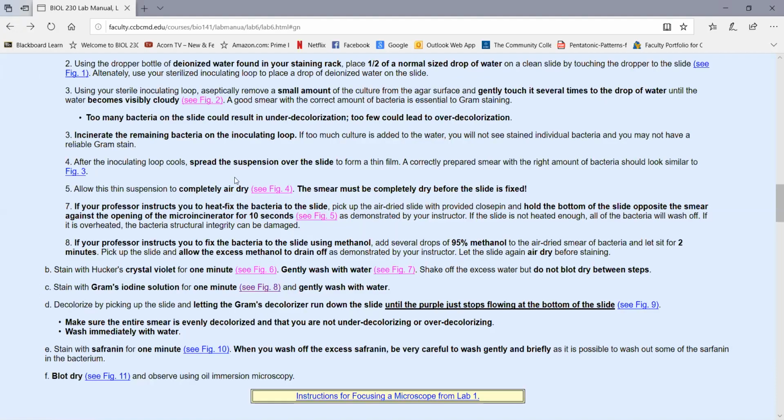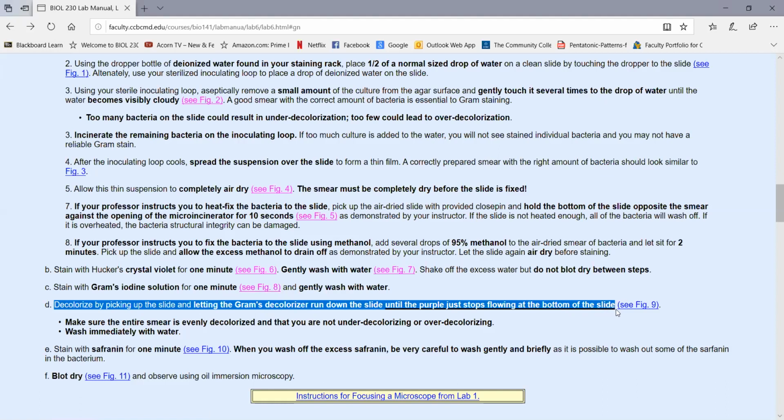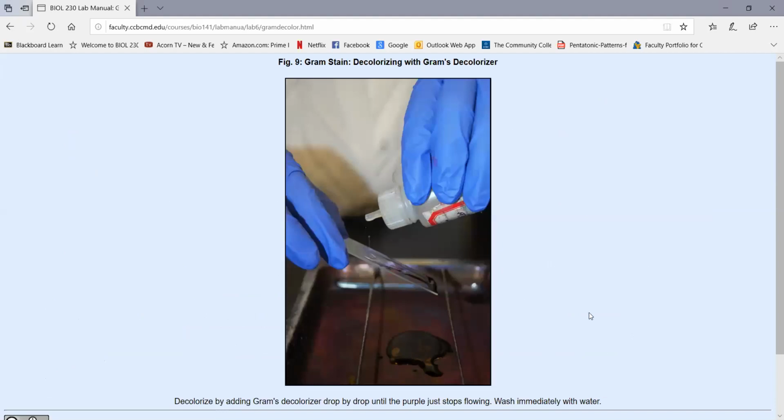Again, don't blot dry. And then we're going to decolorize by picking up the slide and letting the Gram's decolorizer run down the slide until the purple just stops flowing from the bottom. And that's really the critical step you have to watch. So as it showed you in the video, we're going to let the alcohol run over the slide. And as the video shows you, we're going to take the edge of the dropper bottle.